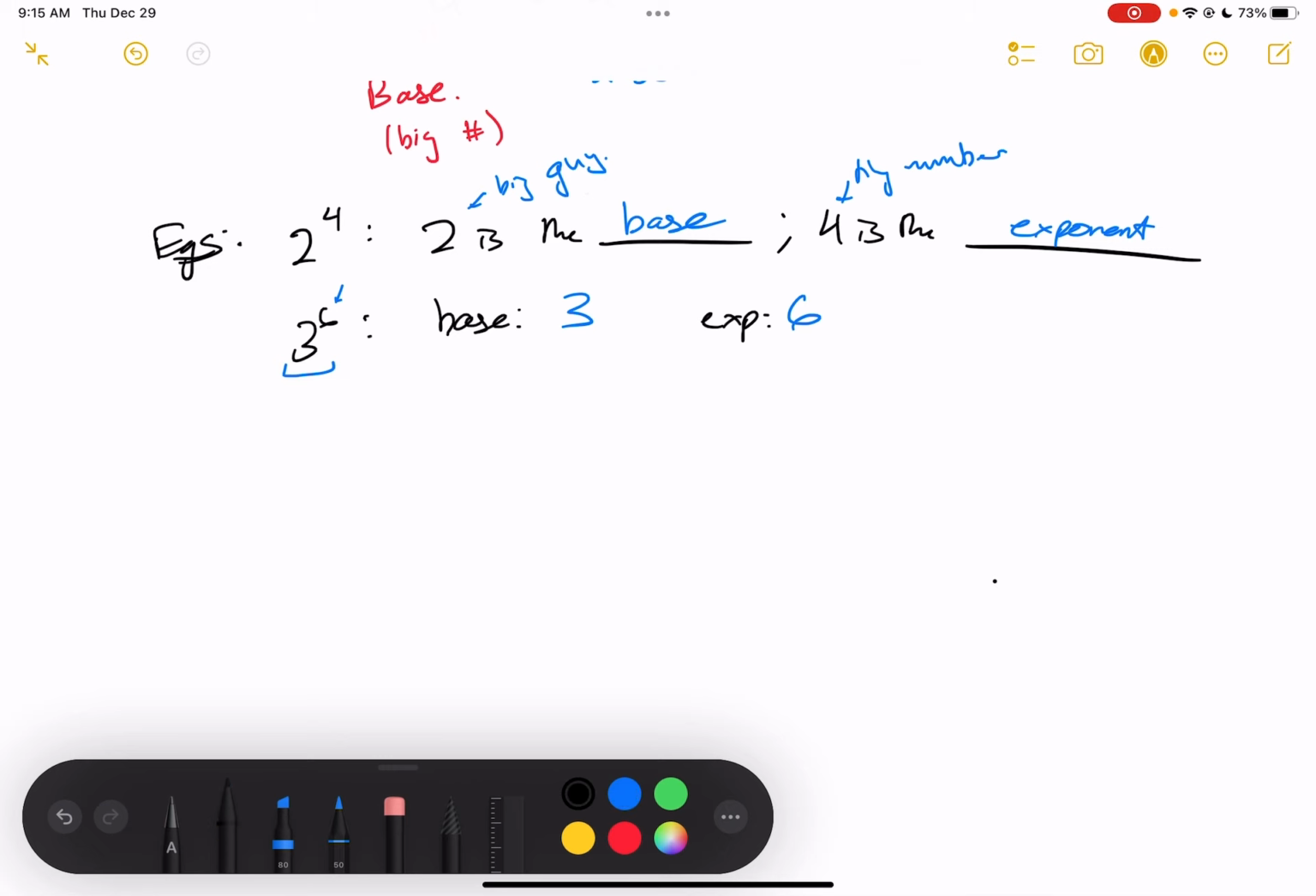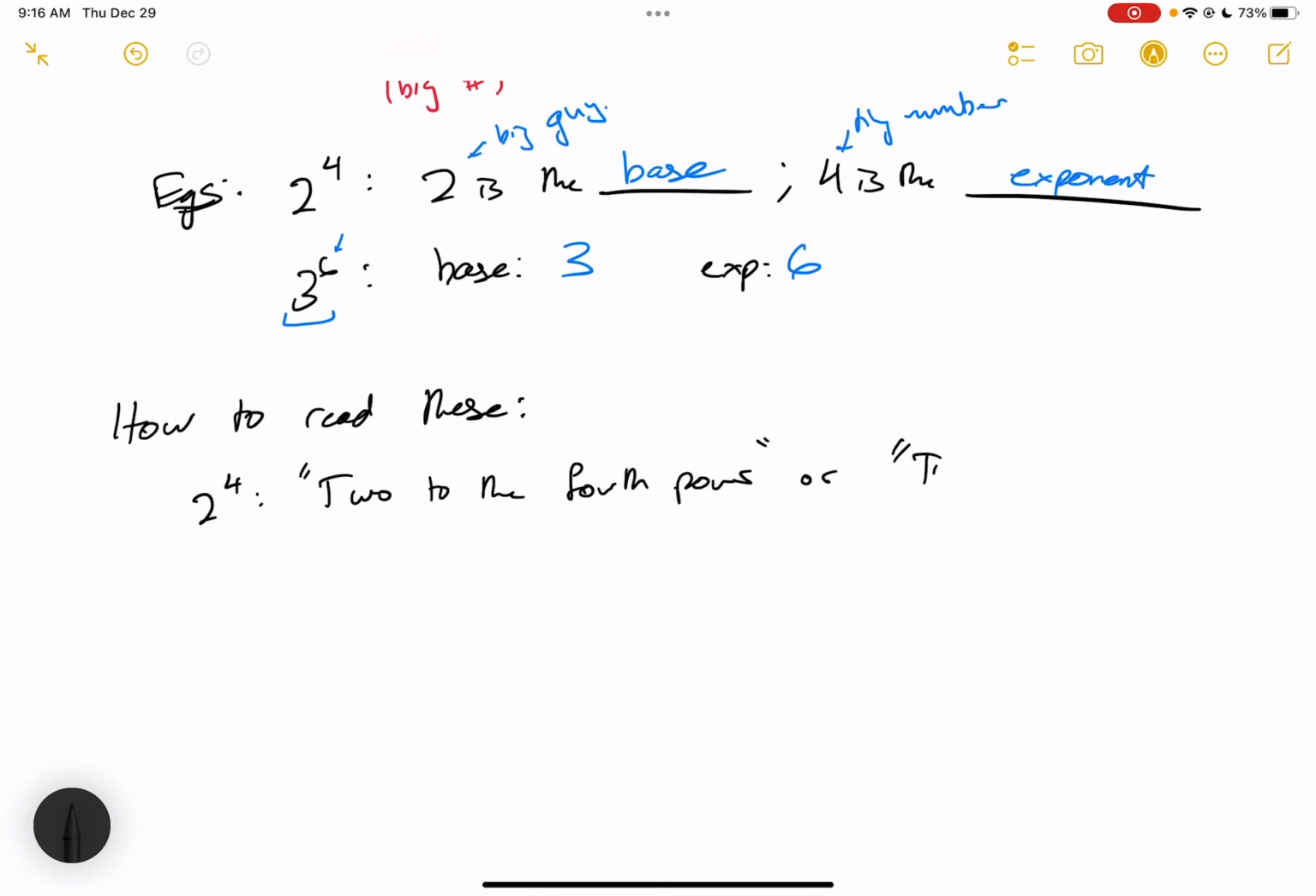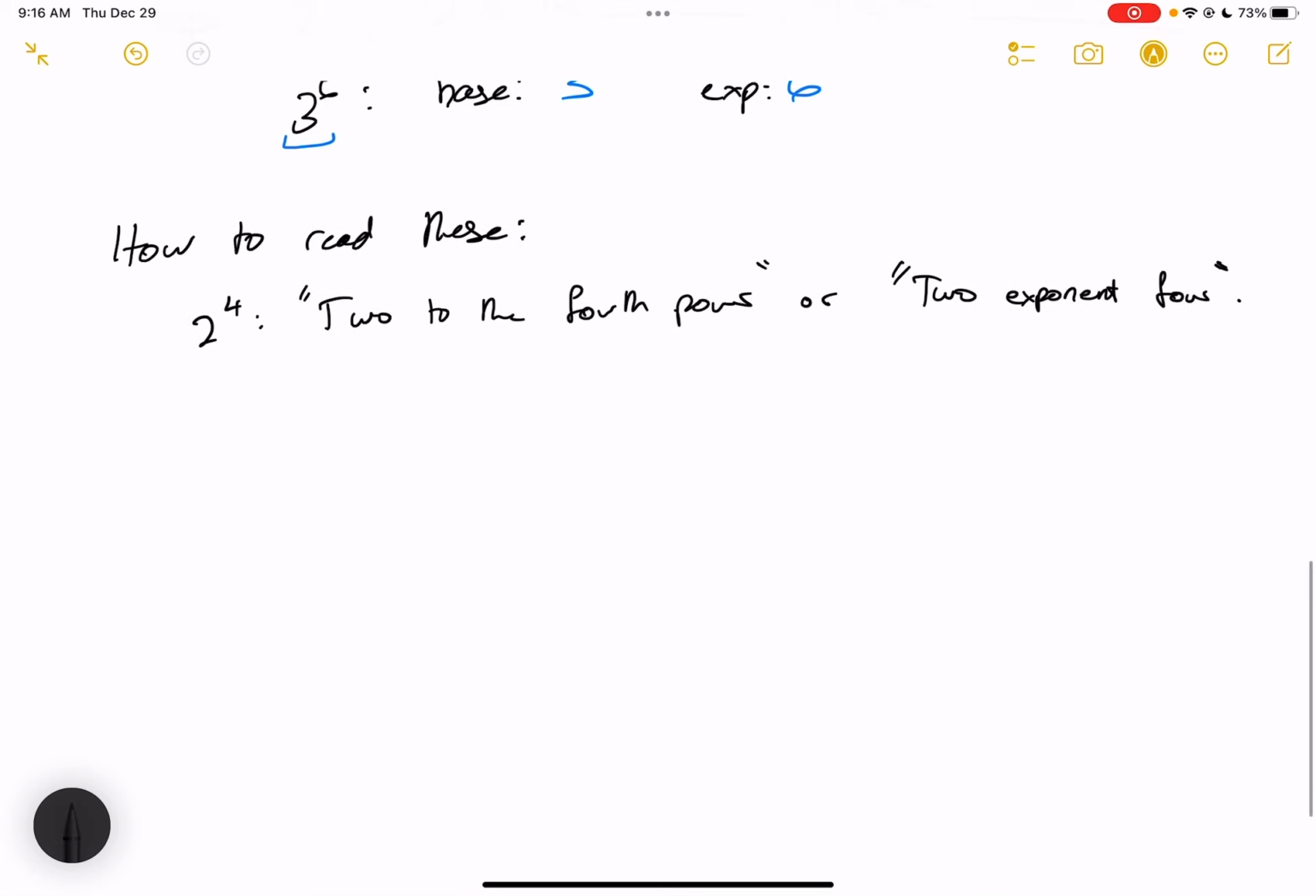I have a quick note to make before we go any further, and that's with the reading of powers. So, how to read these. If you had something like 2 to the 4, this can be read as either 2 to the 4th power or 2 exponent 4. This is important to write, and I do want you guys to write these down so that you know how we read these things going forward.